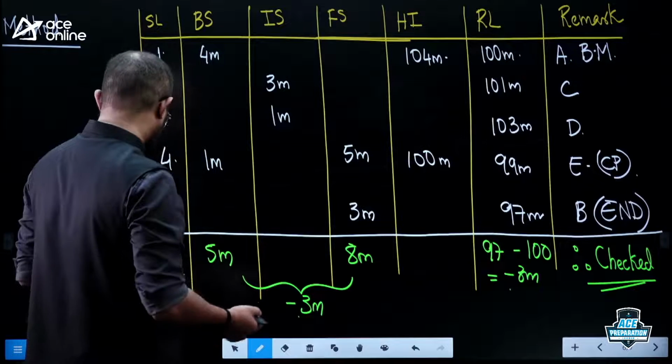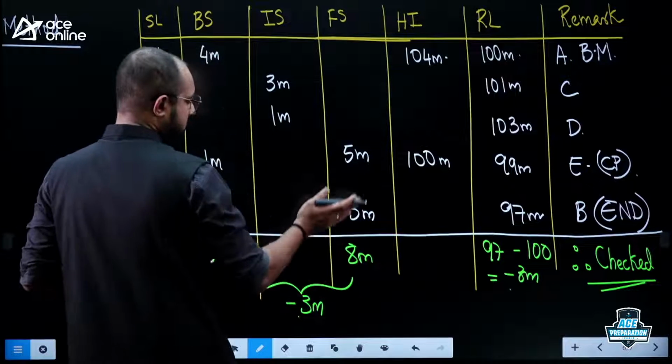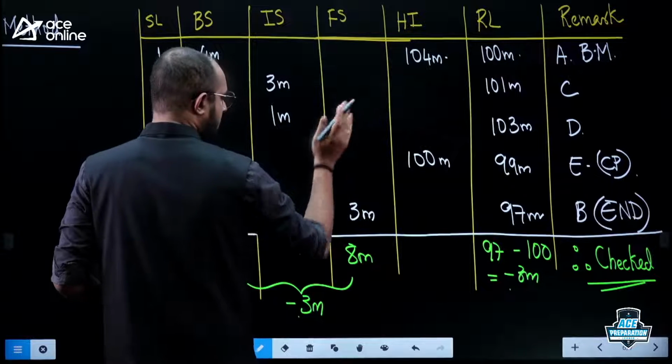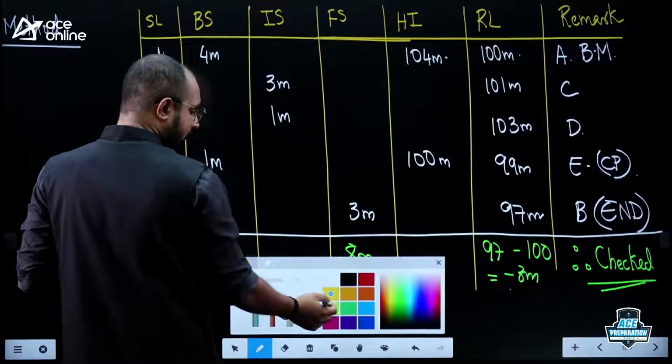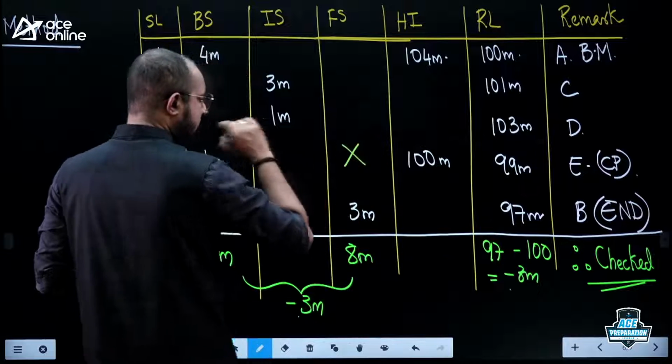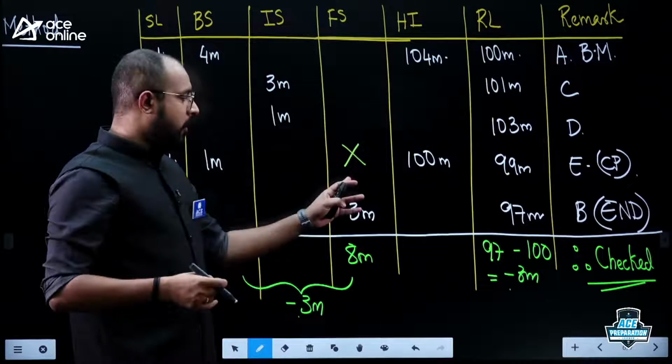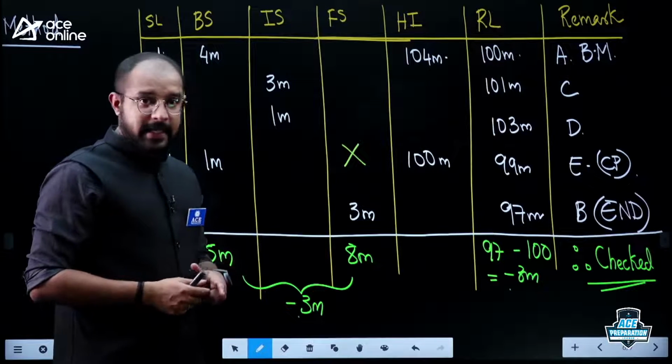Then how can GATE ask a question from this particular side? For example, what GATE will do is give you a tabulation like this and ask you to find out the missing value. They will ask you to find this particular missing value. GATE can ask like that.